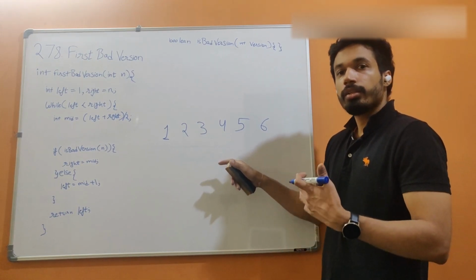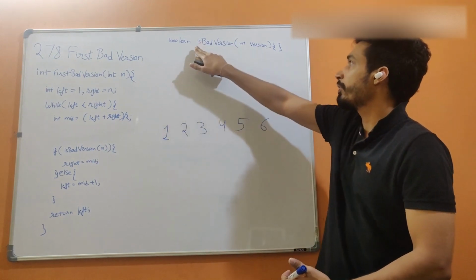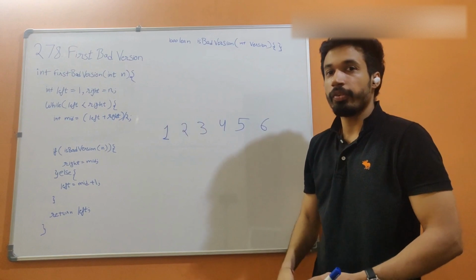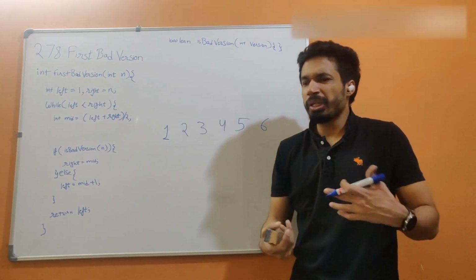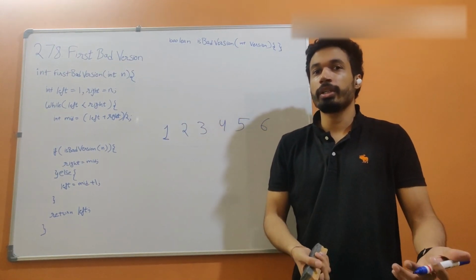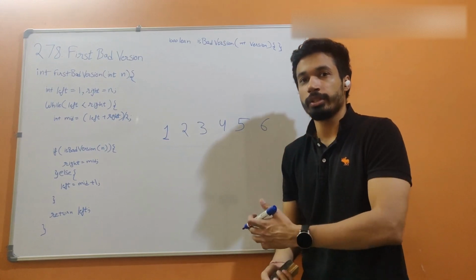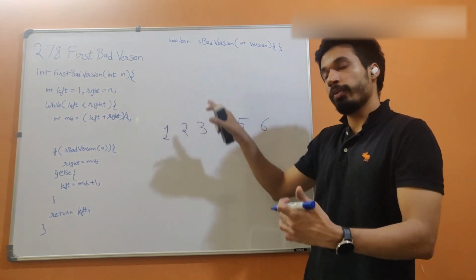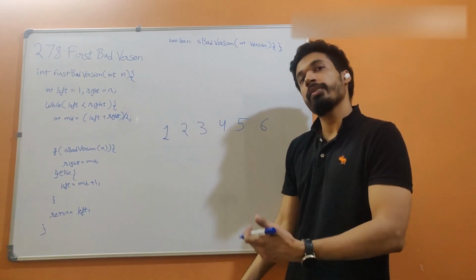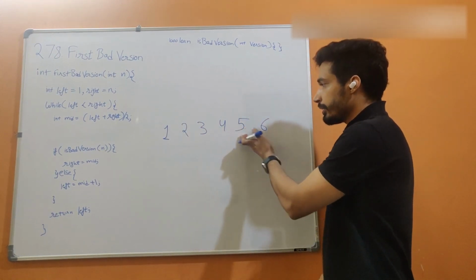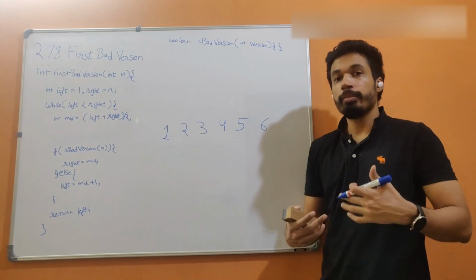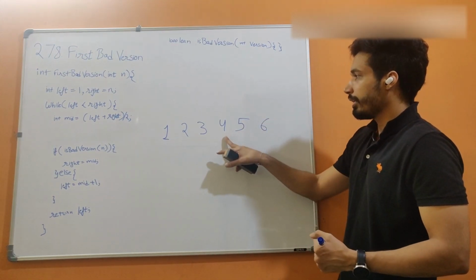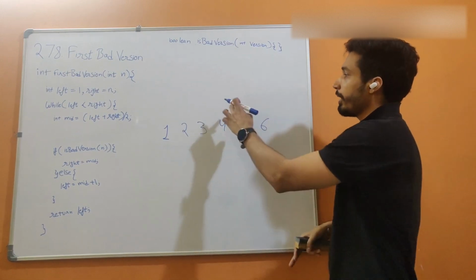To find the bad version, I have been given one method, isBadVersion, in the problem statement. If you pass any version, it returns a true or false value so that you can understand whether this is a bad version. That's how you can figure out which version is bad. But I want to find the first bad version so that I can fix all the bad versions and make my application good.